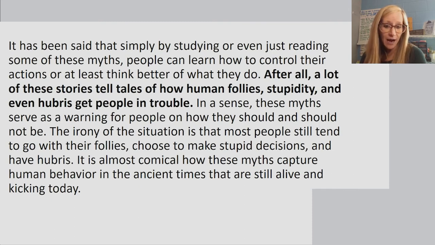It is almost comical how these myths capture human behavior in the ancient times that are still alive and kicking today, meaning they're still relevant. Before we end, I want to make sure that we understand here we have the words follies and hubris. Are these positive or negative words? Yeah, if you said negative, you're correct.